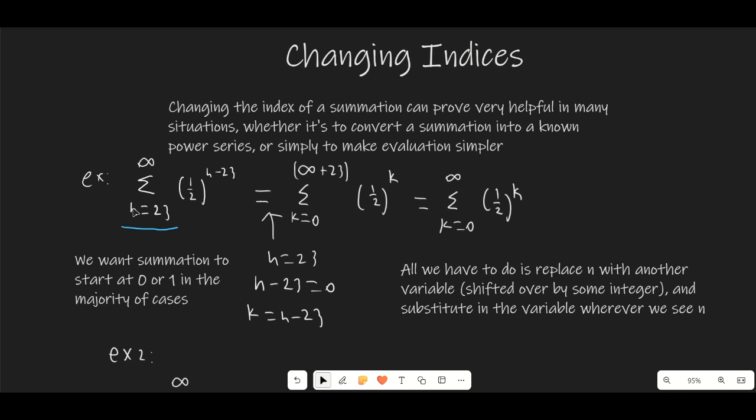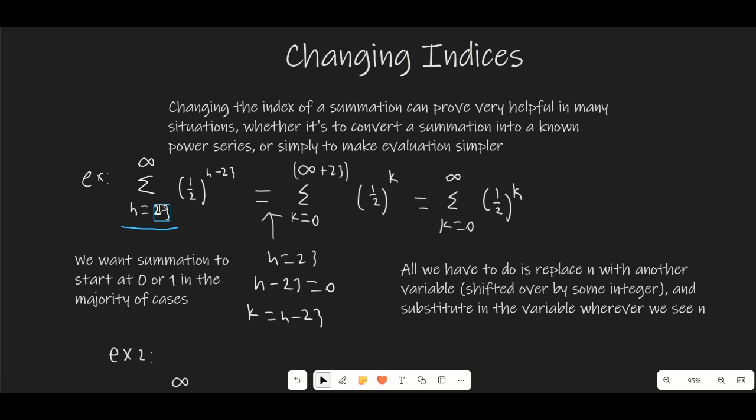If we have the sum from n equals 23 to infinity of 1/2 to the n minus 23, obviously those 23s are kind of in the way, and though we can evaluate it in this form, it's going to be easier if we could start at 0 or 1 rather than starting at 23. So what we want to do is shift it over so that instead of n starting at 23, we have some other variable. Usually I will just use n again, but for the purposes of this example, I switched it to a different variable k.